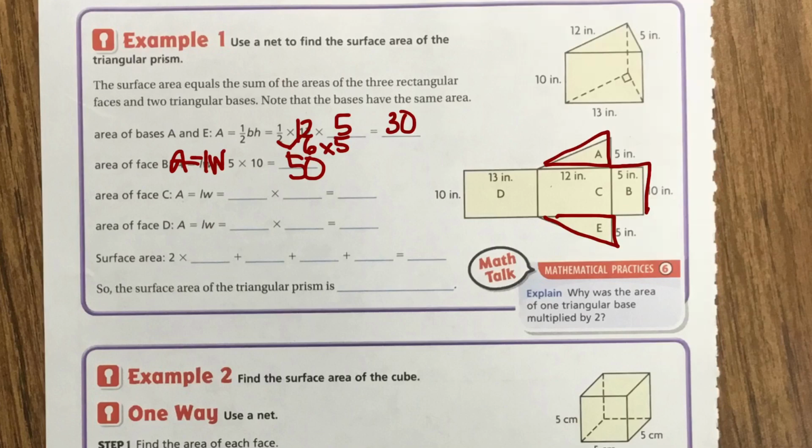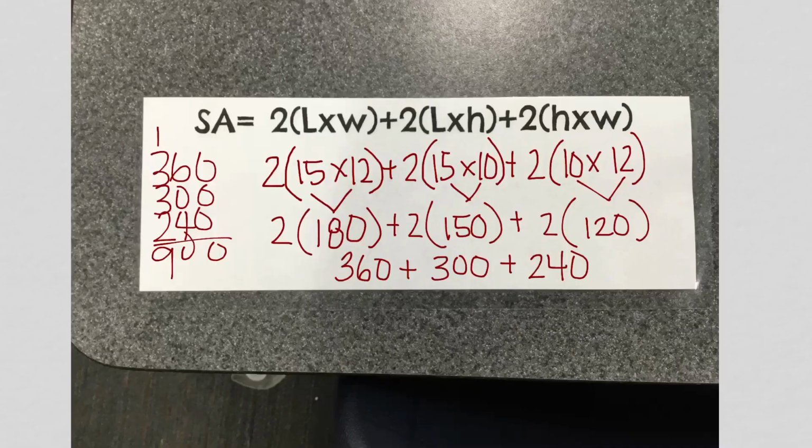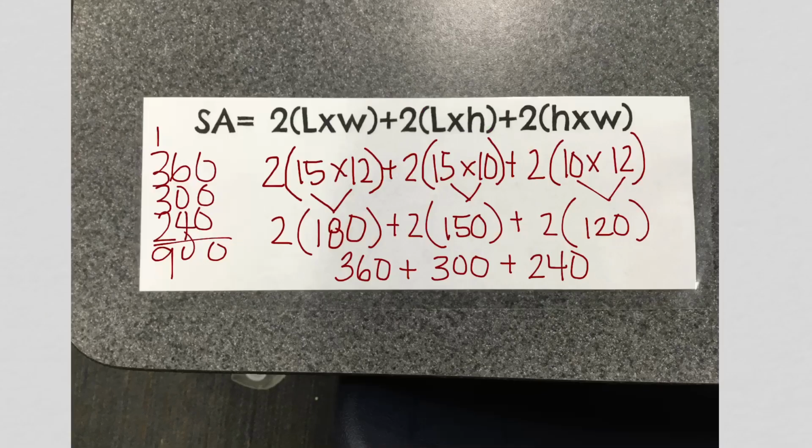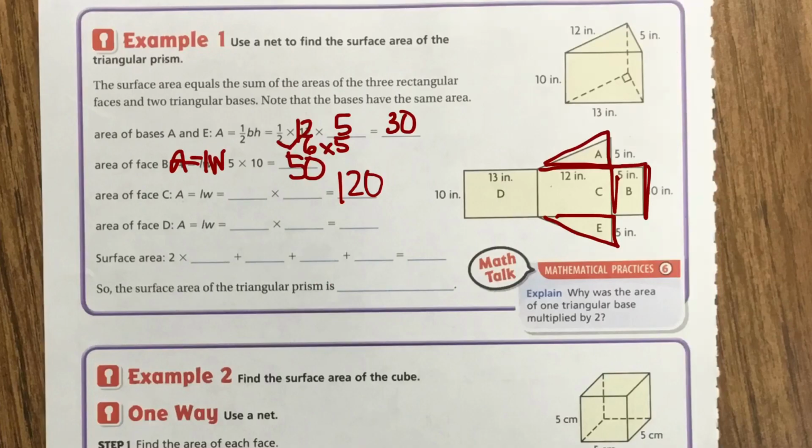Now C, this is also length times height. So this is 12 times what? 10, because this side is 10. So 12 times 10 is 120. So I'm going to go over to C and put in 120. And D, this is 13 times 10, which is what? 130.